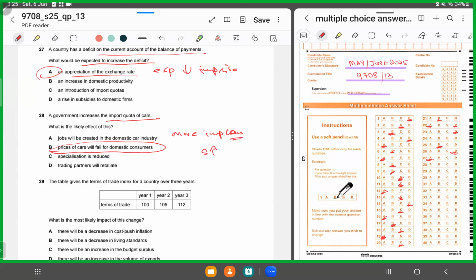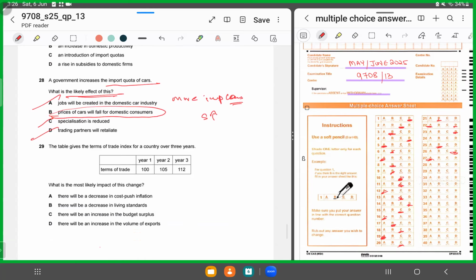It cannot be A because jobs would fall. It cannot be C because specialization would increase and not decrease. It cannot be D because it might lead to retaliation, but they're saying most likely. Hence, it would be B because supply would increase.